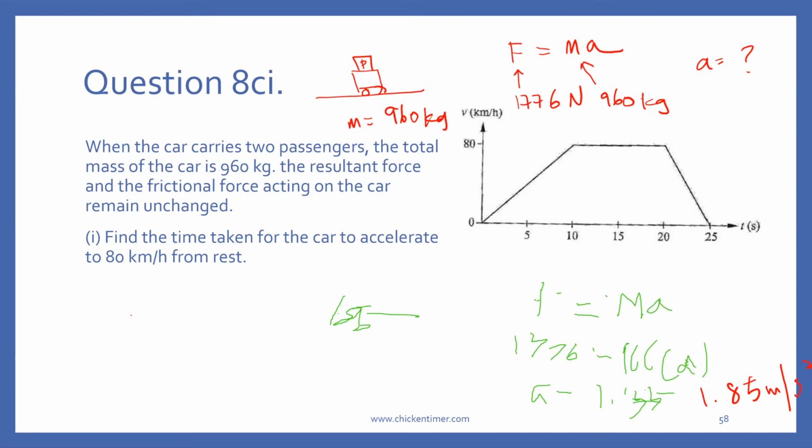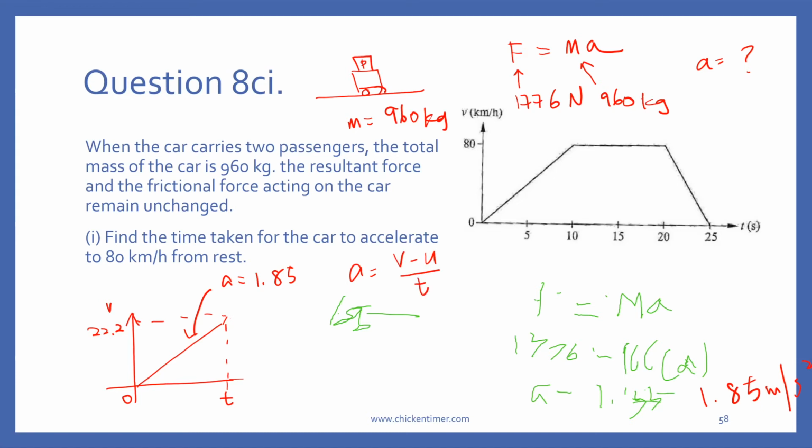That means I can draw a graph like that, and then it starts with 0, and then it hits 80 kilometers per hour from rest. Then this is 22.2. Then you find t. So the acceleration here is 1.85. Can you find t? Acceleration is v minus u over t. What's the value for time? Acceleration is 1.85. Then your final speed is 22.2. Then initial speed starts from 0. So this is 12 seconds.